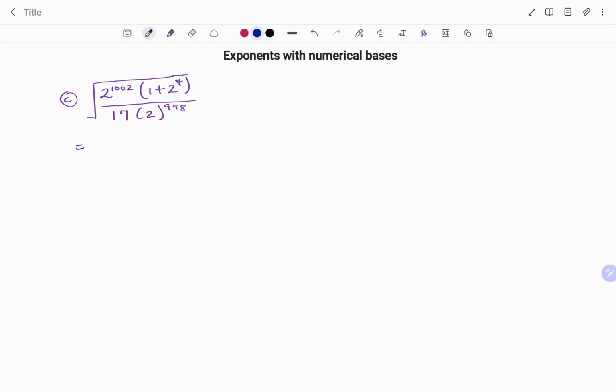Let's look at another example. In my next example, I have root of 2 to the power of 1002 in bracket 1 plus 2 to the power of 4 all over 17 times 2 to the power of 998. Applying the laws of exponents, x to the power of y divided by x to the power of z is the same as x to the power of y minus z. So having my root still, I have 2 to the power of, at the top, 1002 minus the base of 2 at the bottom has a power of 998. I've taken care of the root with a base of 2.